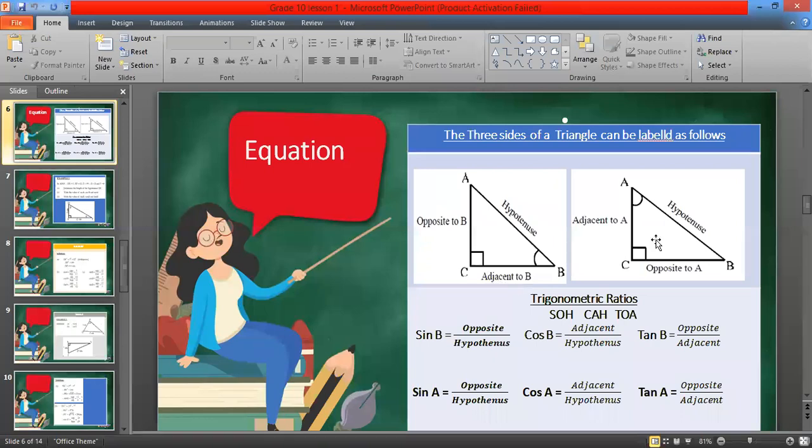Now if A is your included angle, that means this side here will be our opposite. It's the side that's opposite the included angle. And this always remains our hypotenuse. It's always the longest side, the side facing the 90-degree angle. So this is the hypotenuse, this is the opposite because this is the included angle, and the third side is the adjacent.